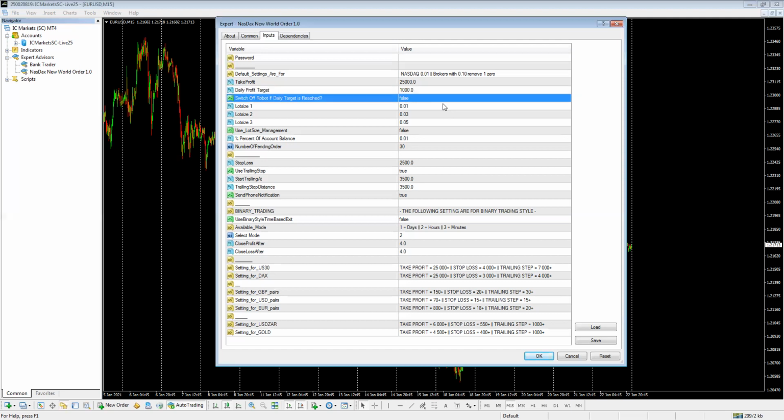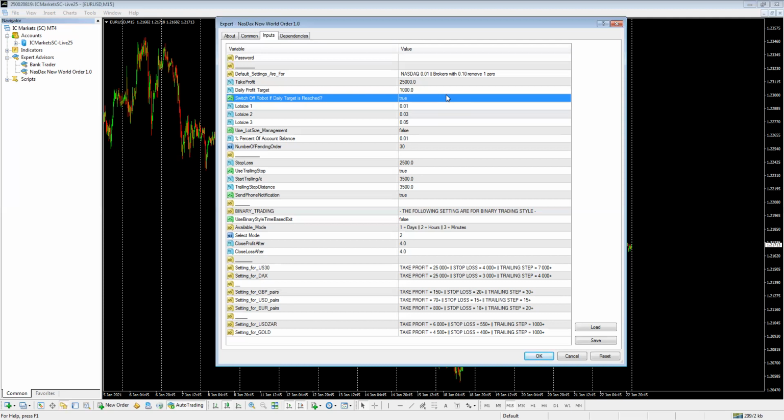Switch the robot off once daily target is reached. So if now for NasDaQ your profits are at $1,001, that means you have reached the daily target. So the robot will now switch off. That is only if you put this to true. This is true, then this will happen.